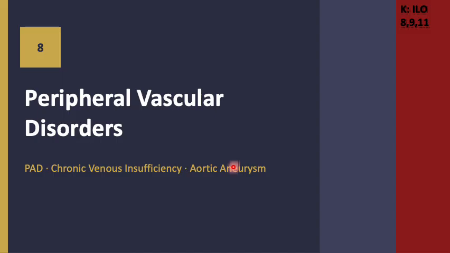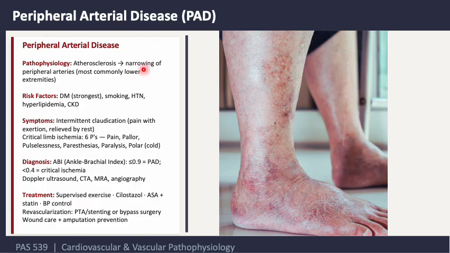So topic 8 will be on the peripheral vascular disorders. This correlates to Module K, Instructional Learning Objectives 8, 9, and 11. So we're going to talk about peripheral arterial disease. The pathophysiology of this is usually due to atherosclerosis. You have a narrowing of the peripheral arteries, most commonly in the lower extremities. Risk factors include diabetes, smoking, hypertension, hyperlipidemia, chronic kidney disease.